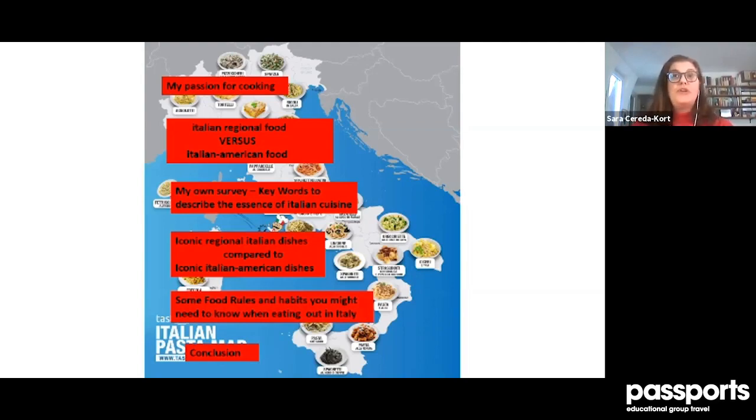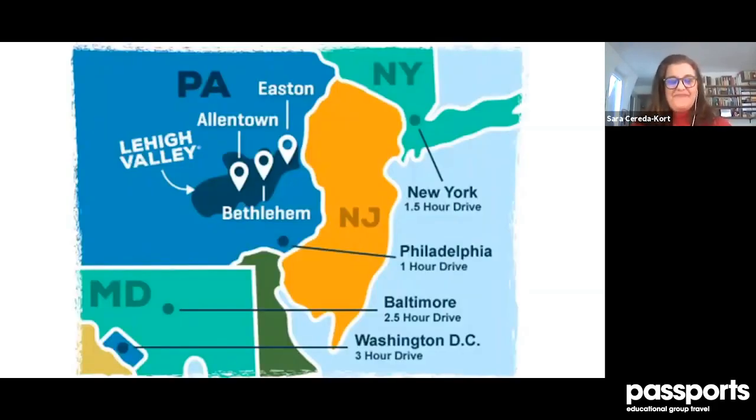We don't have it in our genes. I am Italian, but this doesn't mean immediately that I am a great cook or I know how to cook. So you have to learn to cook. And I learned to cook not in Italy, but in the United States.